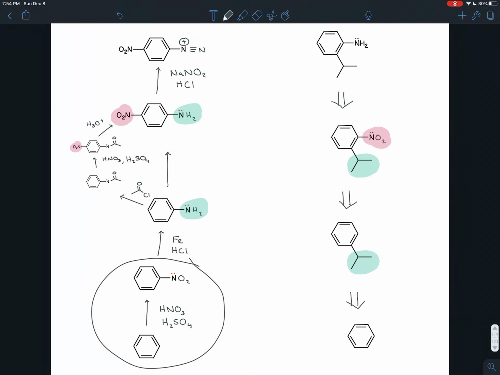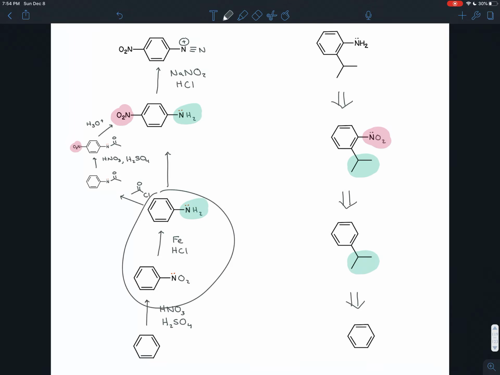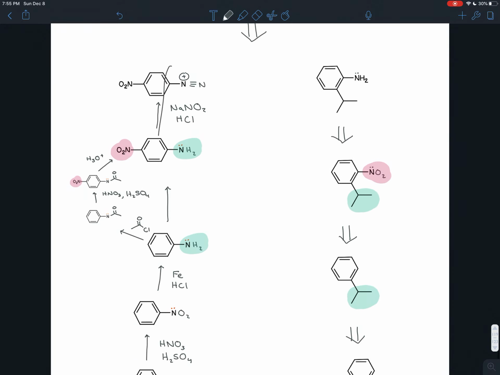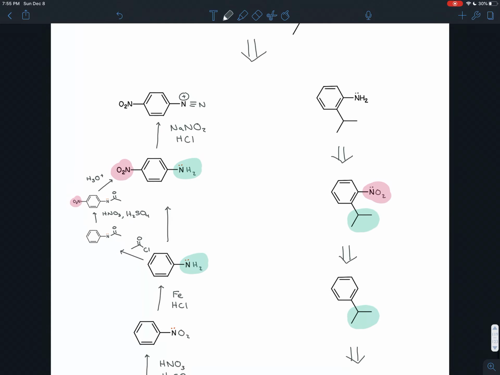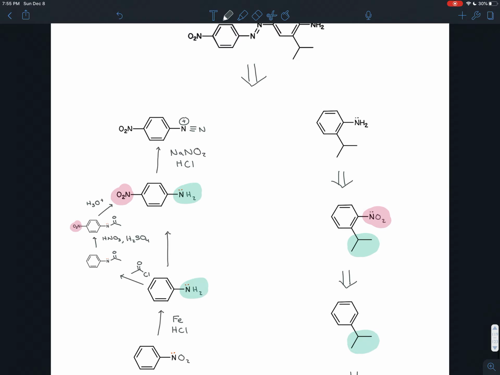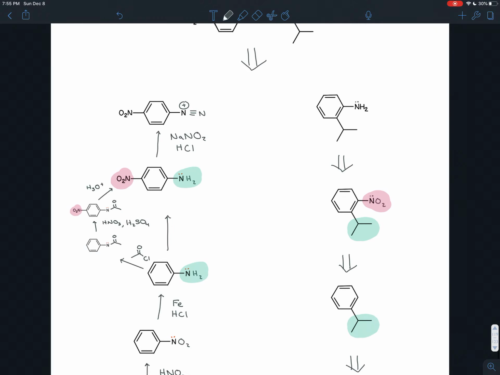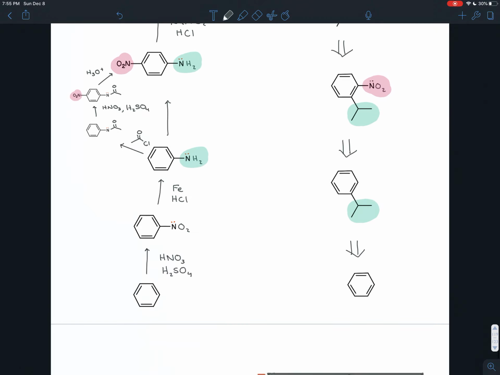We first put the nitro group on, then we reduce the nitro group to an NH2. We have to protect the NH2 so it doesn't do an acid-base reaction, and then we can do the nitration. Once we have the nitration, we can take the acetyl group off, and then we can turn the primary amine into a diazonium ion using sodium nitrite and HCl. Okay, so much for that reaction.